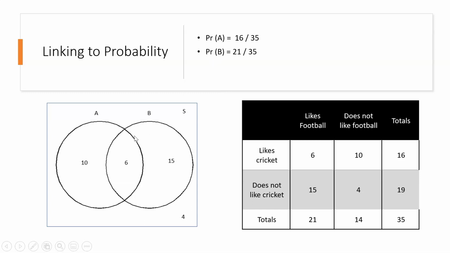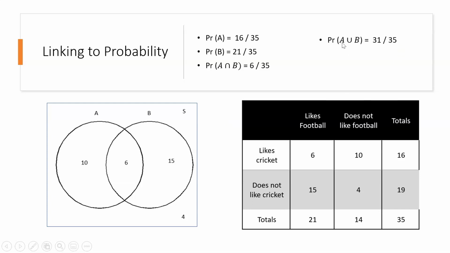Okay, so likes football, got our 15 and our 6. So that's our 21 out of 35. All right. In the intersect, this one is they like football and cricket, like cricket and football, and that's our 6. So 6 out of 35 because it was a total of 35.